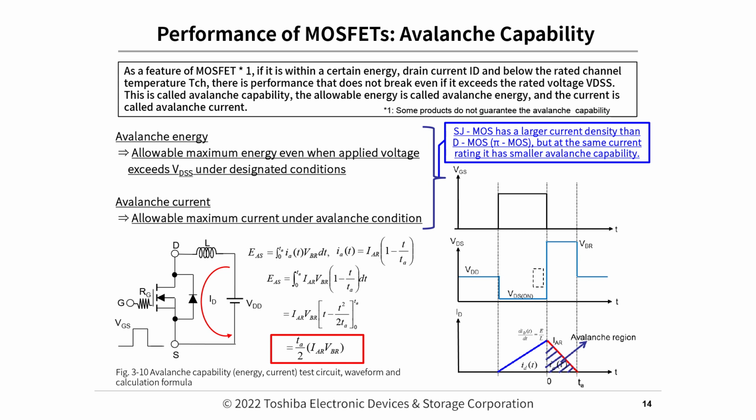Performance of MOSFETs, avalanche capability. As a feature of MOSFET, if it is within a certain energy, drain current ID, and below the rated channel temperature Tch, there is performance that does not break even if it exceeds the rated voltage VDSS. This is called avalanche capability, the allowable energy is called avalanche energy, and the current is called avalanche current.